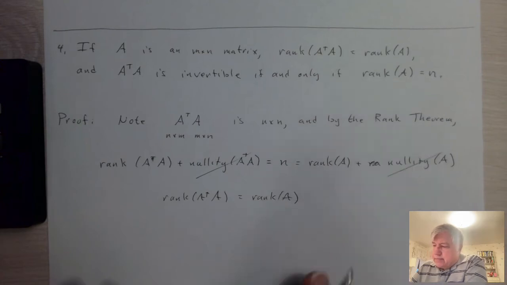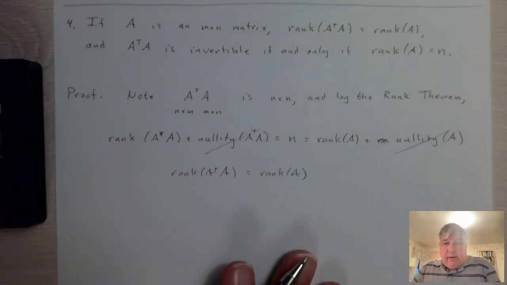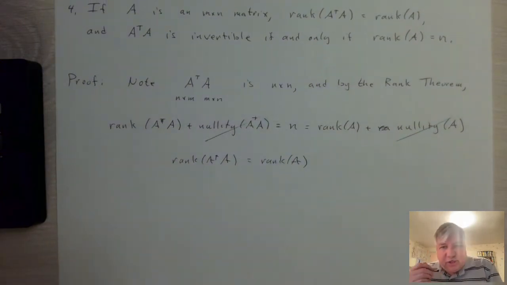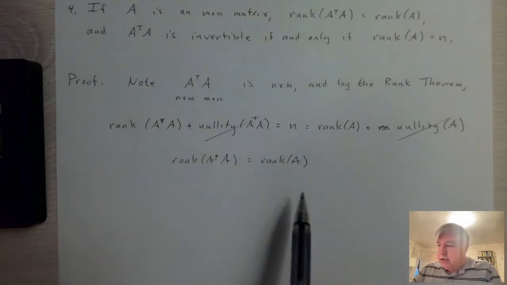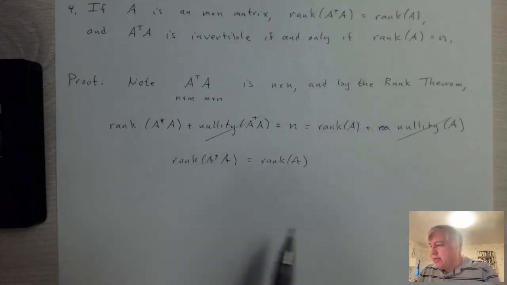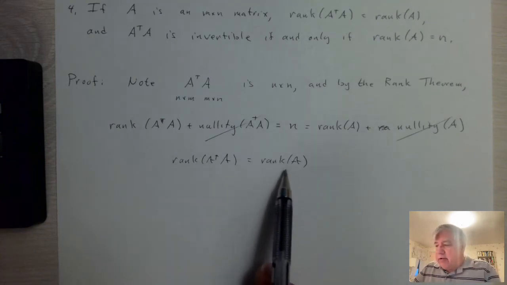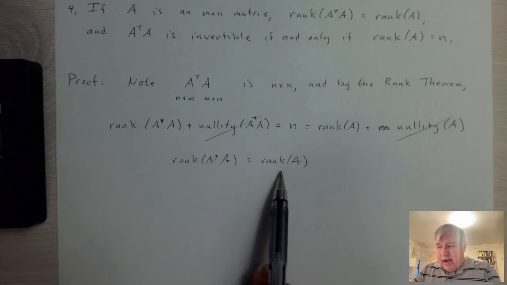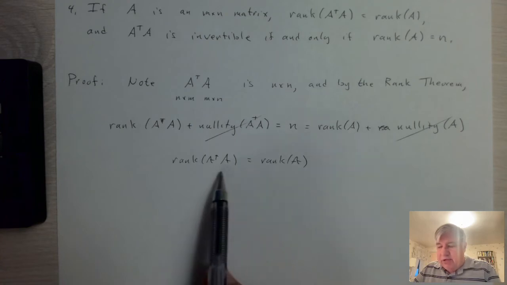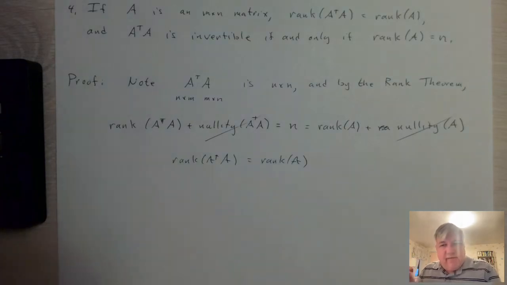Okay. And remember, the rank is the dimension of the column space and row space of a matrix. So in particular, if A has n linearly independent columns, that means the rank of A is equal to n, which means this is invertible by the fundamental theorem of invertible matrices. Okay, so that's why.